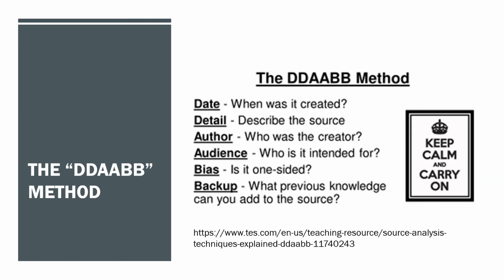Another one is the DDAABB method. If you can see, you have the source, there's a T as source. It's very similar to the OPVL and to the CRAB. This one looks at the date, the detail, the author, the audience, the bias, and the backup. And if we look at each one of the points, you will see lots of similarities between the date in this method and the origin in the OPVL. It's pretty much the same thing. So another way of doing it, probably this one is more simplistic. Maybe this one is more adaptable for grade 6 and grade 7 students because it guides them through the process in a more specific and step-by-step way.